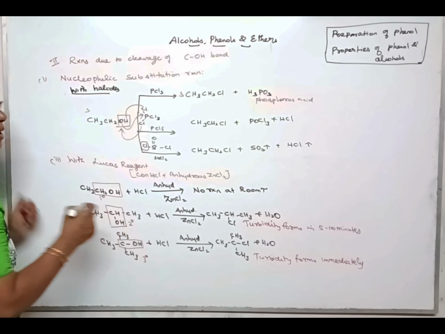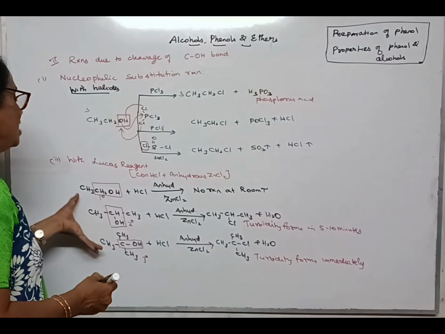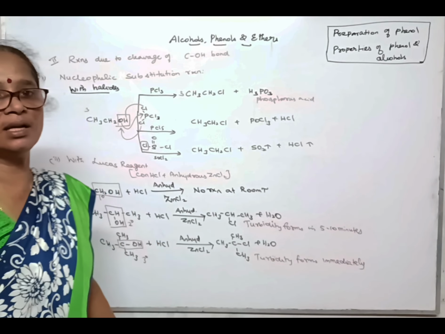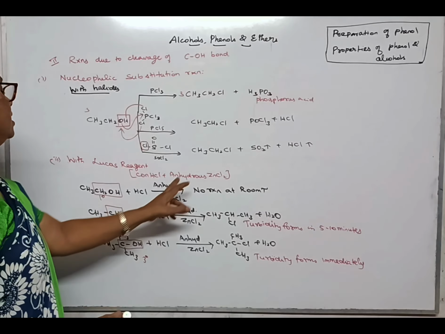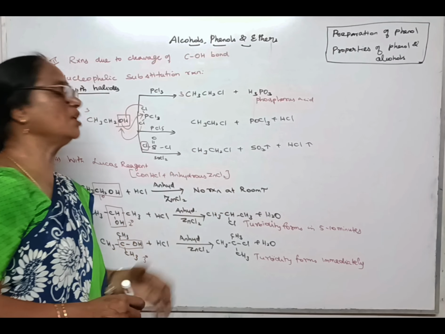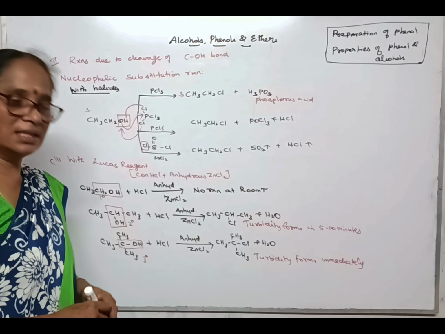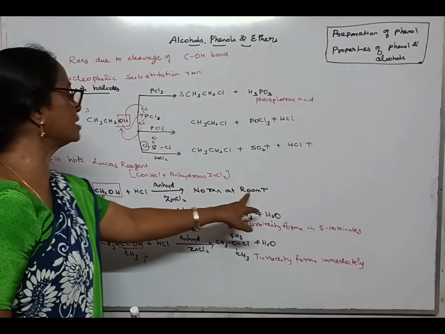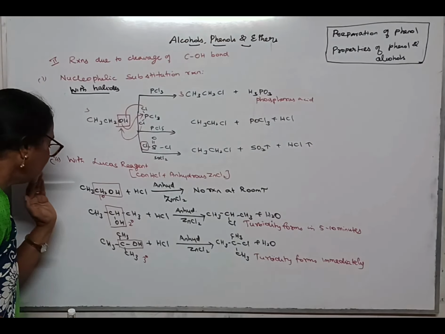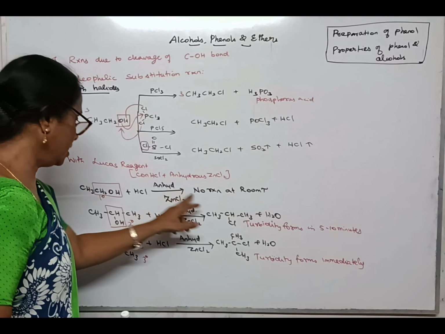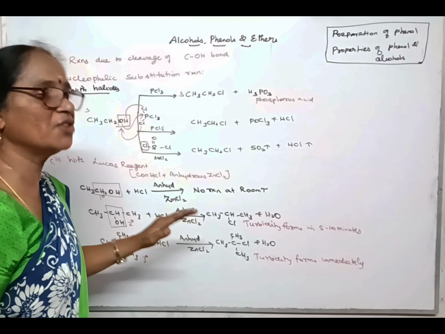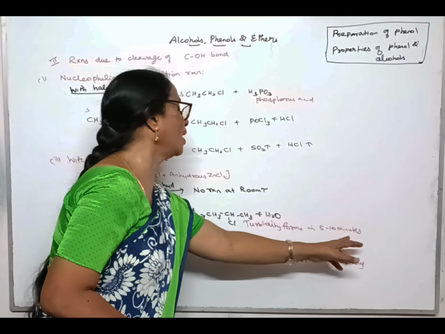So by this method we can identify what type of alcohol we have, depending upon the formation of turbidity. When primary alcohol reacts with HCl in the presence of anhydrous zinc chloride, we don't find turbidity formation even for a long time. This is because the reaction won't take place at room temperature, so no turbidity is formed. But in the case of secondary alcohol, when it is treated with the Lucas reagent, it forms 2-chloropropane, but the turbidity formation takes some time, about 5 to 10 minutes.